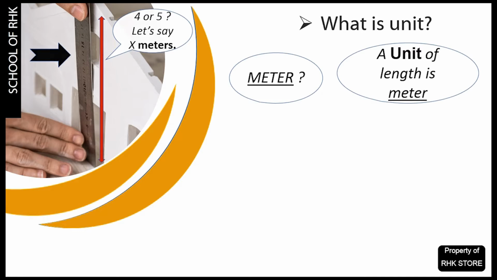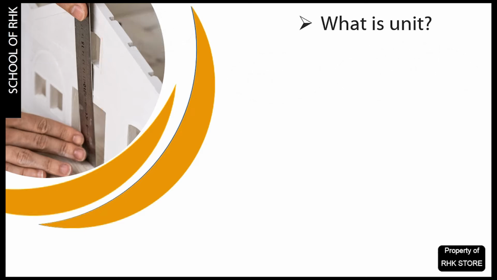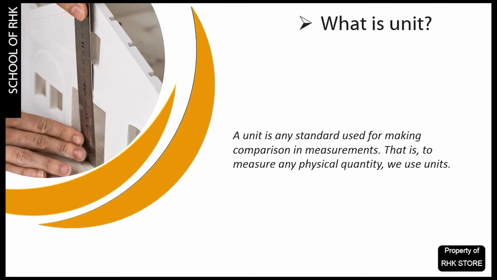So to measure the size of the quantity can be found within an instrument. Here the instrument is meter rule and having a scale marked in the unit. In this case, meter is the unit. By definition, a unit is any standard used for making comparison in measurements. That is, to measure any physical quantity, we use units.